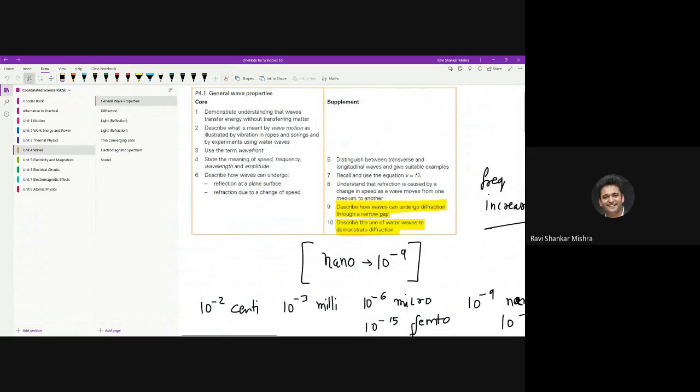Describe how waves can undergo diffraction through a narrow gap. Done, students? Yes, sir. Describe the use of water waves to demonstrate diffraction. Done? Yes, sir.